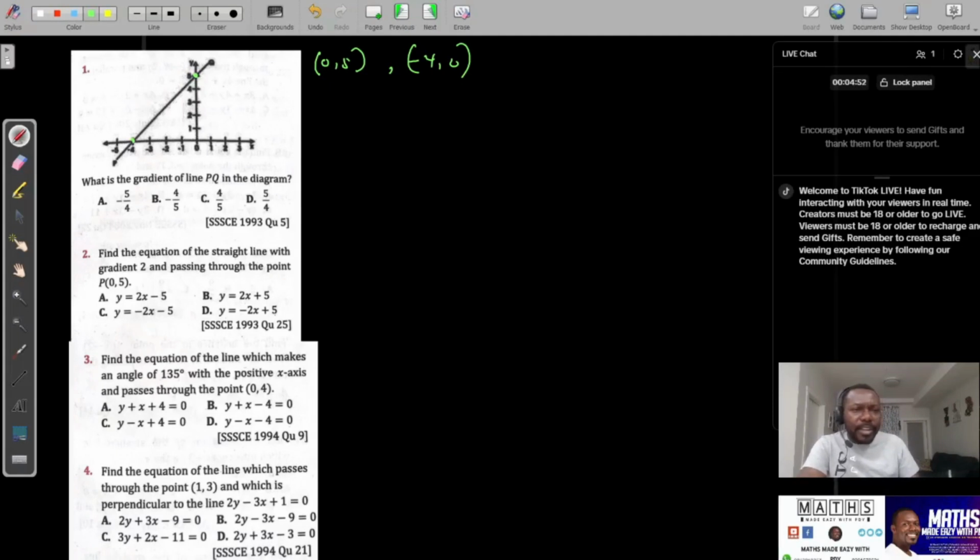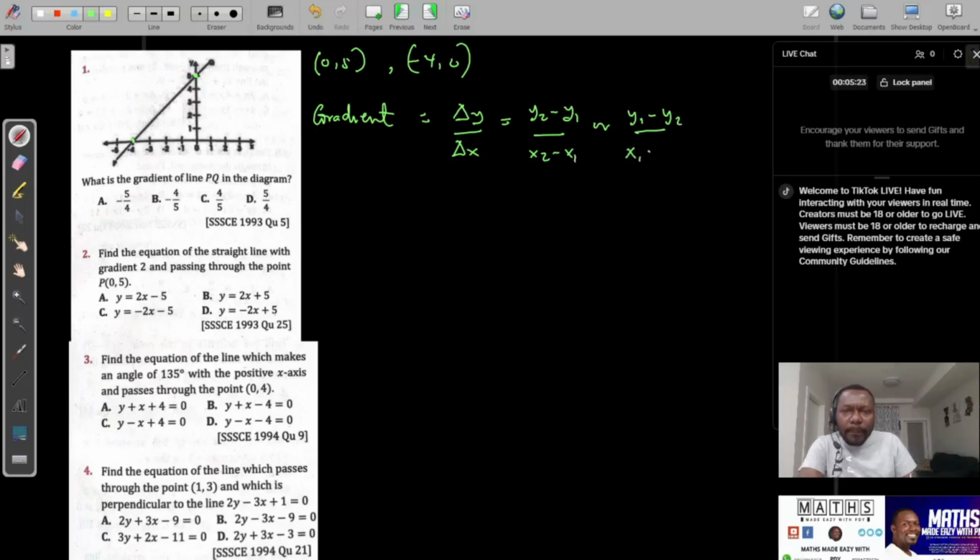So in order to find the gradient, we learned that gradient is equal to change in y over change in x. And therefore, change in y over change in x can be written as either y2 minus y1 all on x2 minus x1, or y1 minus y2 all on x1 minus x2. So with this relation here, you can find the gradient, and with the points I've been able to read from the graph, we can also find the gradient.